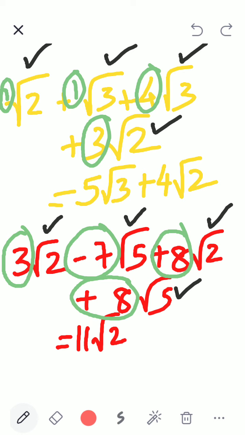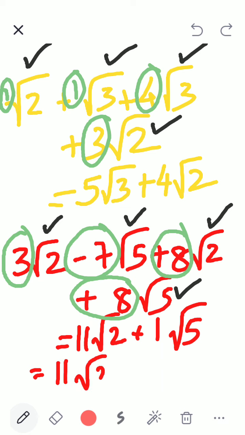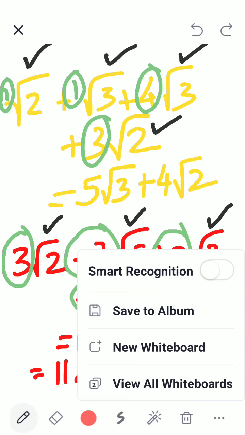No, children, it is +1, because you will do 8 minus 7 and keep the sign of the bigger number. The bigger number is 8, so the sign is plus: 1 root 5. So the answer is 11 root 2 plus root 5. One we don't write generally, so we write root 5. This is the answer. Correct? Simple. Let's go to the next one. One more we will do. So Bhargavi has got 2 points.